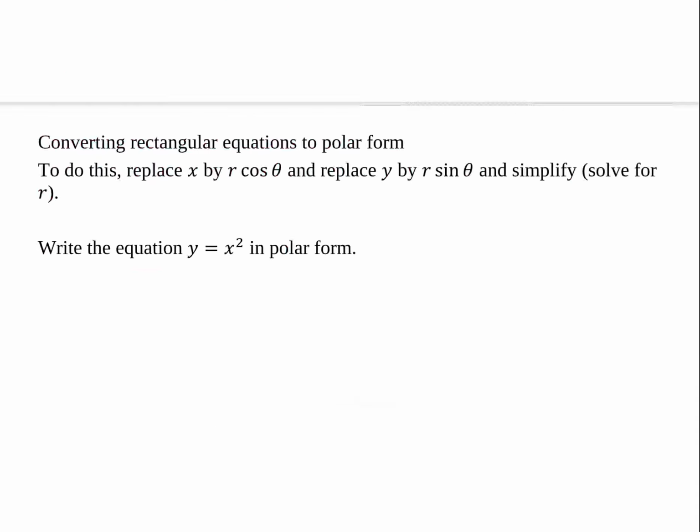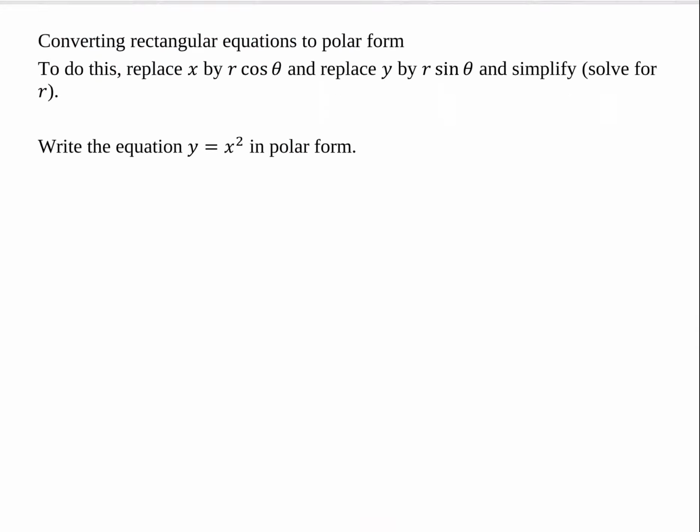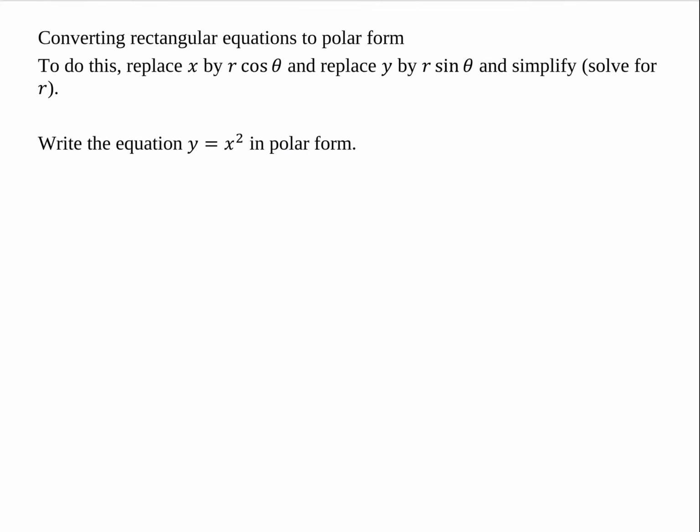We already did those, and here. If I want to convert a rectangular equation to a polar form, so I'm converting the equation that I'm normally used to, like y equals x squared, I'm going to convert that to polar coordinates instead. It's kind of interesting that we can do that with equations as well. So to do this, just replace x by r cosine theta, and replace y by r sine theta, and then simplify. So by simplify, I just mean solve for r.